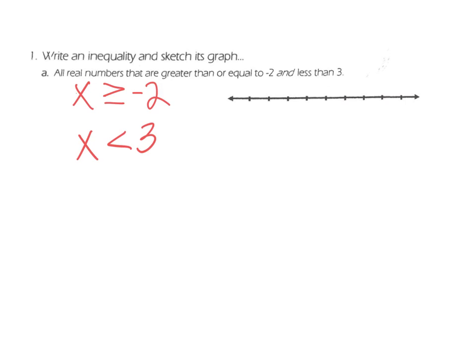Let's combine them. I need to combine using my rules. Smaller number goes on the left. X goes in the middle. Larger number goes on the right.